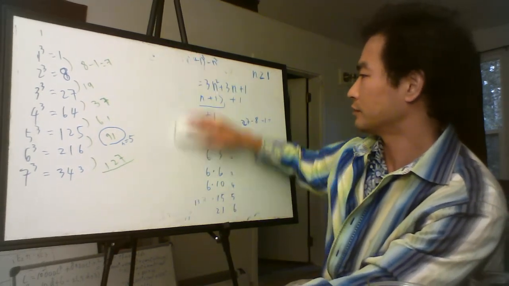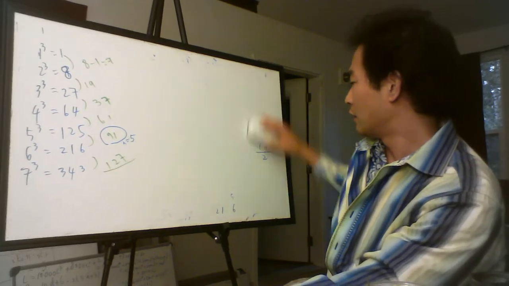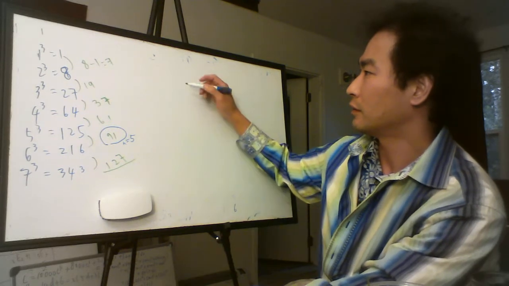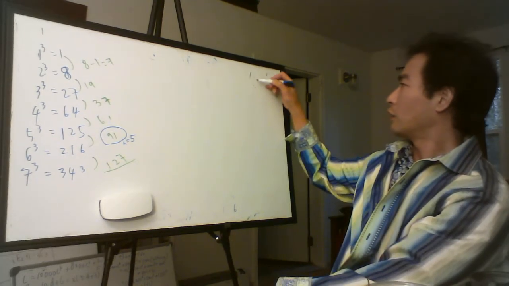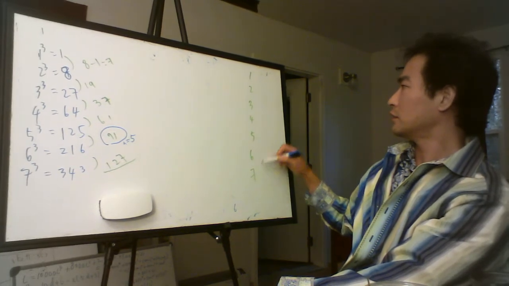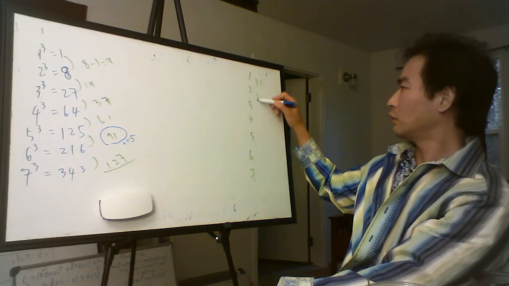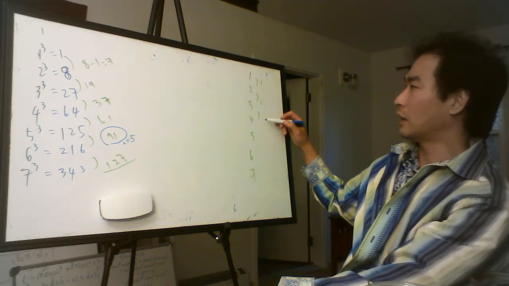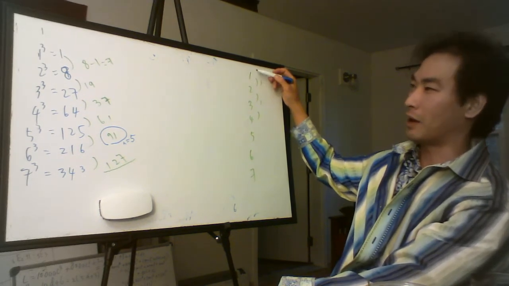Let's see the very first occurrence of this prime number. 1, 2, 3, 4, 5, 6, 7, 11. That doesn't quite work. Never mind.